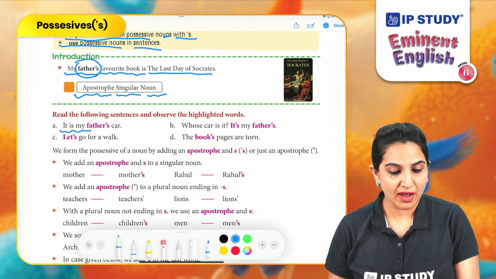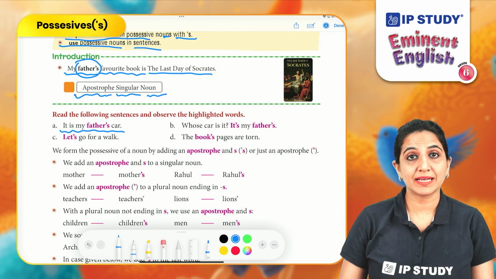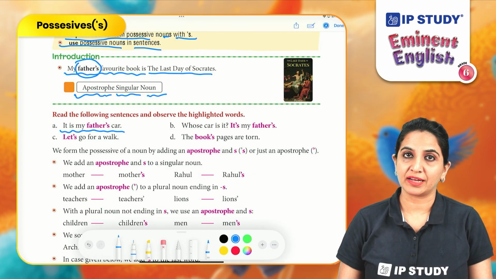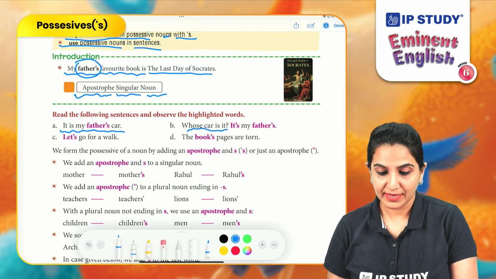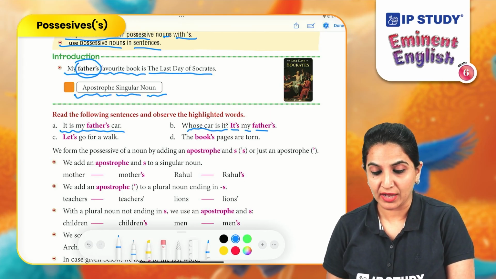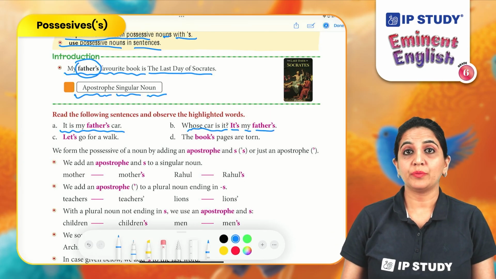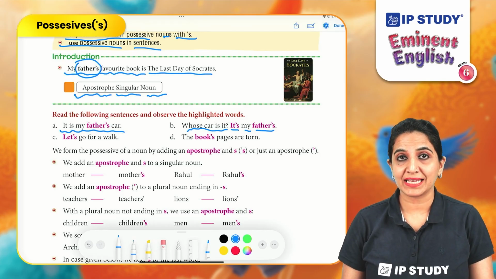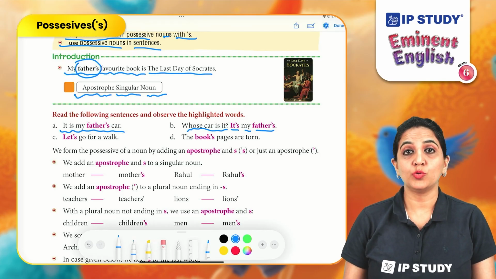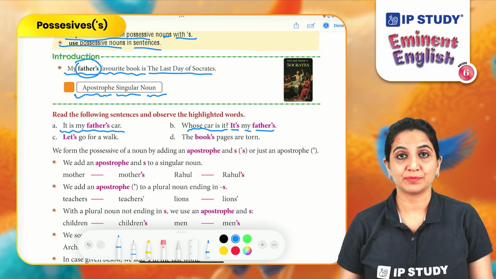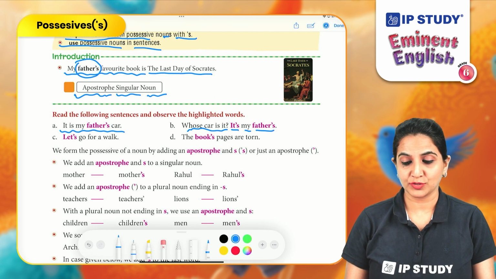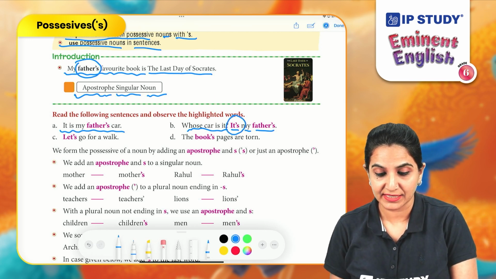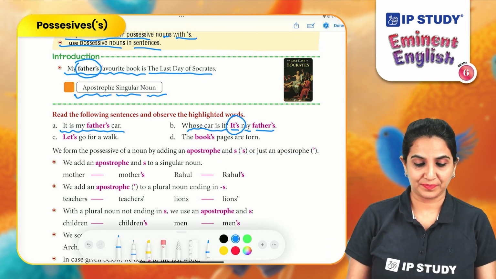It is my father's car. Whose car is it? It is my father's car. Whose car is it? It's my father's. Now, we are trying to show the belongingness of the car, and this car belongs to my father. So we can also use it's for it is.